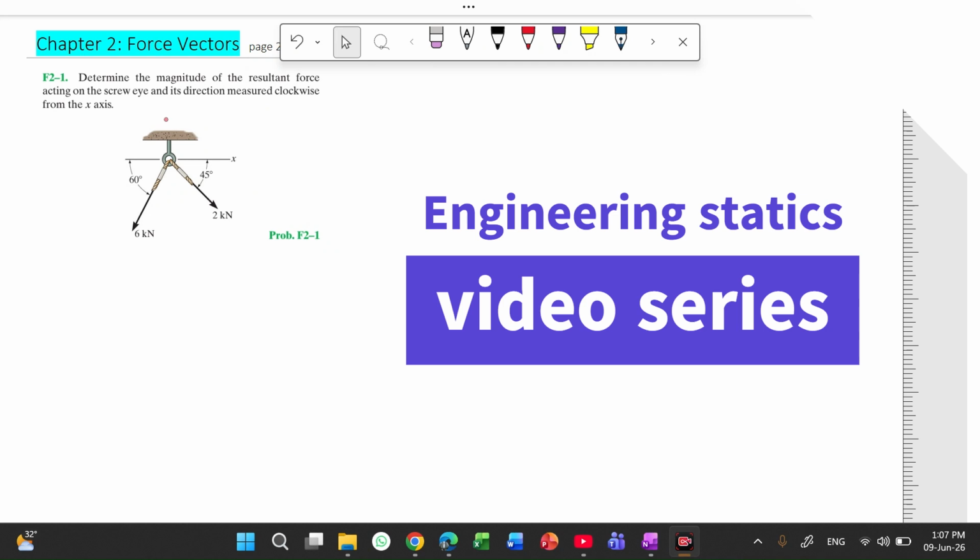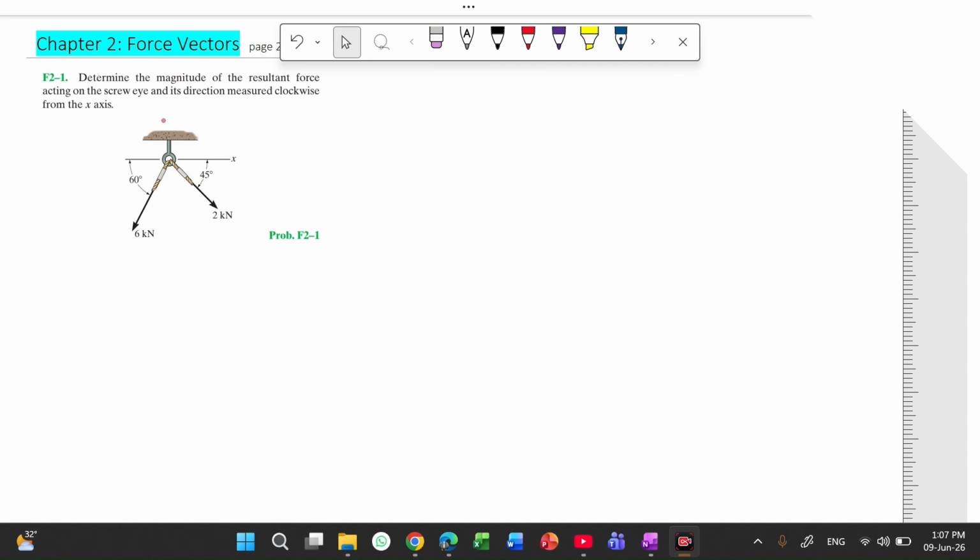This series is based on engineering statics problems from the Hibbeler 14th edition book. In this and onward series of video lectures, we will be solving the fundamental problems of chapter 2, named force vector, from page number 28. So this is fundamental problem number 1, in which we will be determining the magnitude of the resultant force acting on the screw eye and its direction measured from the x-axis clockwise.